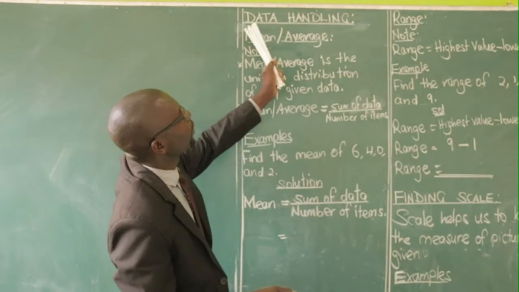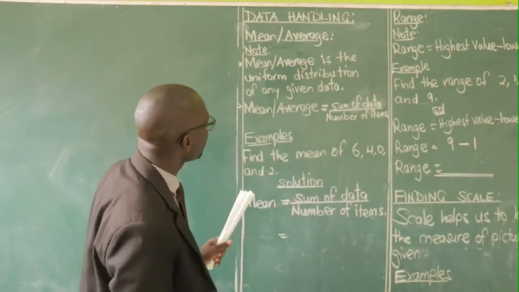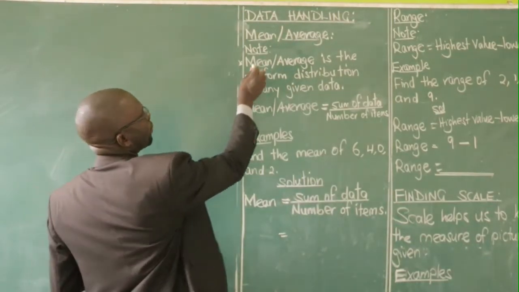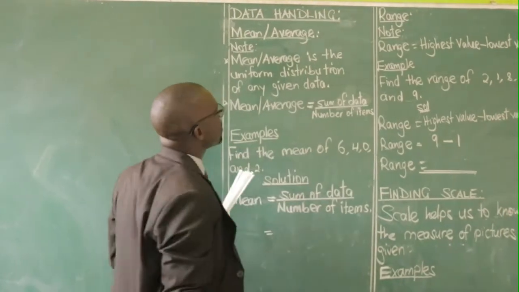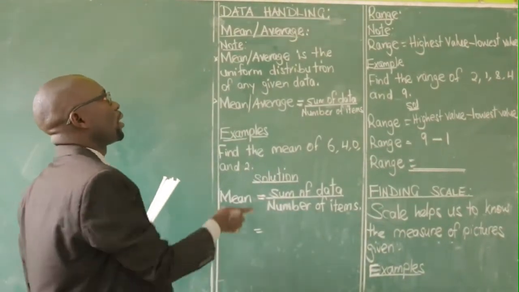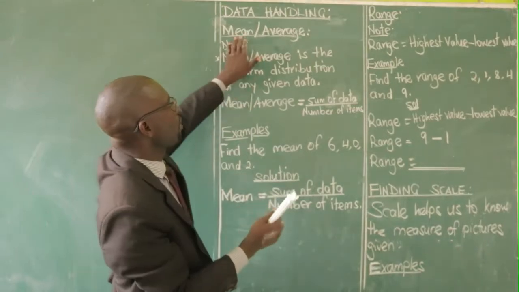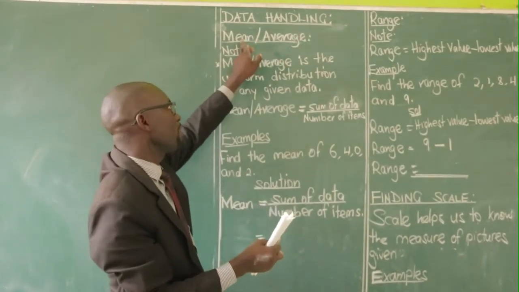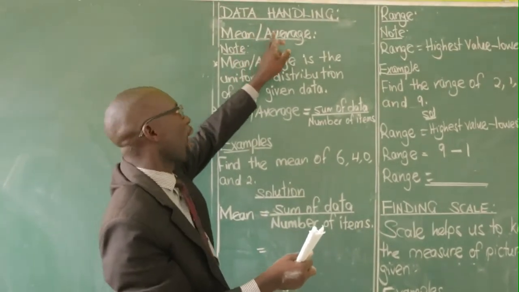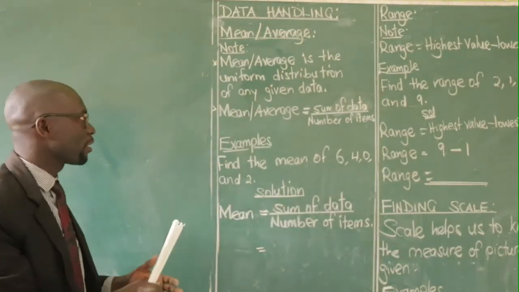Today we're looking at data handling and interpretation of graphs. The first one we have here is mean, also called average. These two words mean the same thing. Mean may mean average. It sounds very interesting.